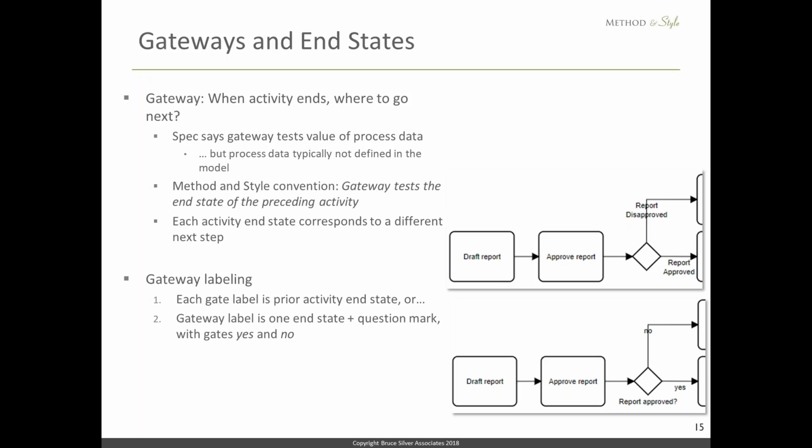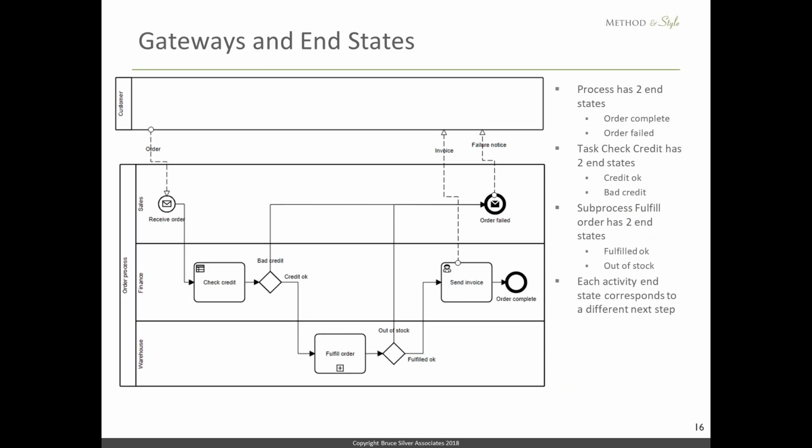Now let's combine that with the previous slide. Well, all right, so here we can see that this process has two end states, two end events. This is an order process, order complete or order failed. And this task called check credit has two end states. How do we know that? Because it's followed by a gateway with two gates, credit okay and bad credit. So there's two ways this could end. Similarly, the sub-process called fulfill order has two end states, fulfilled okay and out of stock.